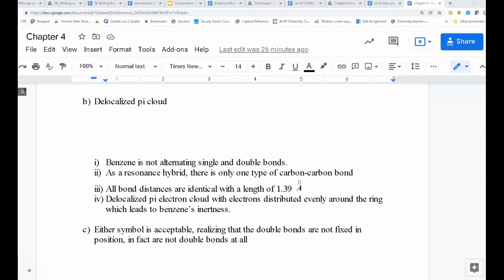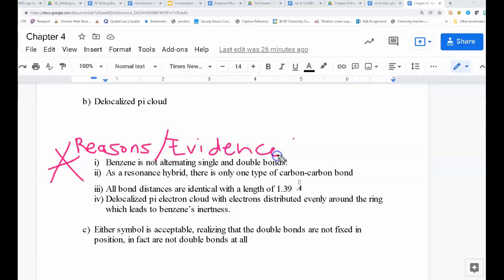Okay, so a lot of times we have to have the talk about what IB is going to expect that we know. Let's go ahead and put big fat stars next to this. These are reasons, or evidence, of the structure of benzene. You're going to have to be able to come back with these whenever asked for it.